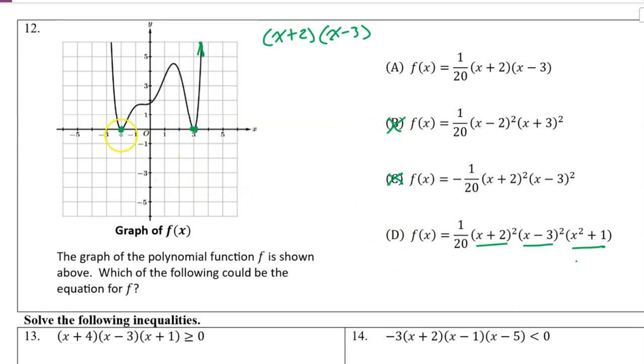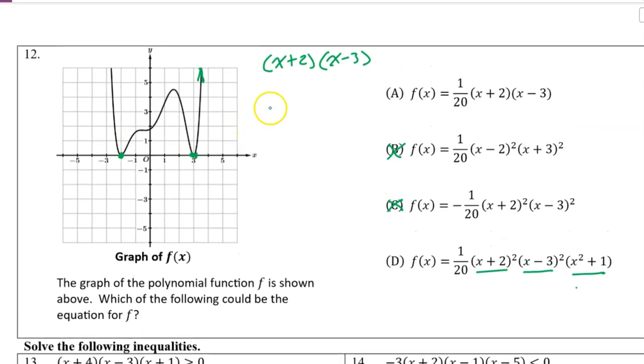At the zero of -2, I see this bounce. I see how it is tangent to the x-axis at -2. That means multiplicity of 2. So the x plus 2 factor should be squared. Same thing with the x minus 3 factor. This should be squared because this bounce indicates a multiplicity of 2.